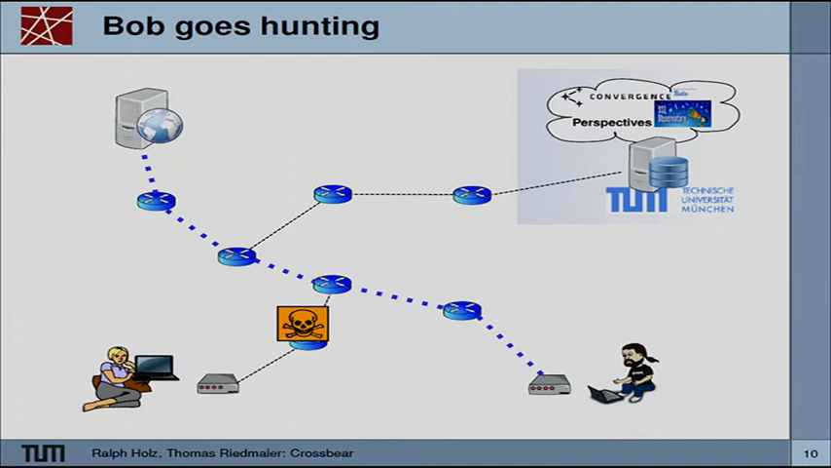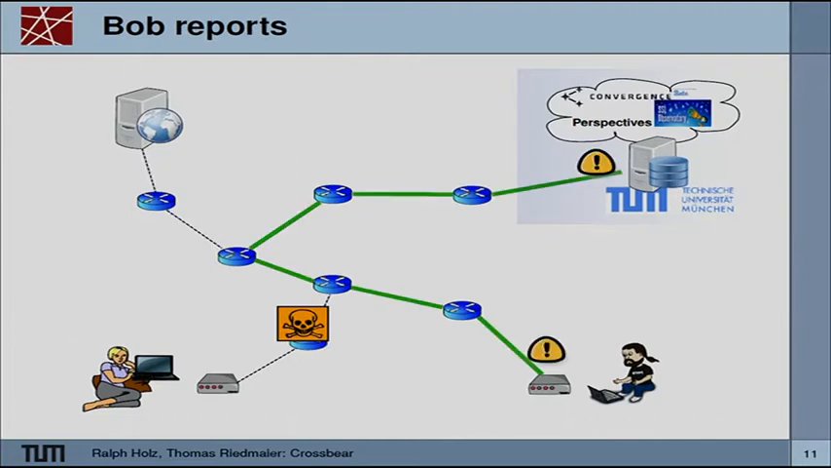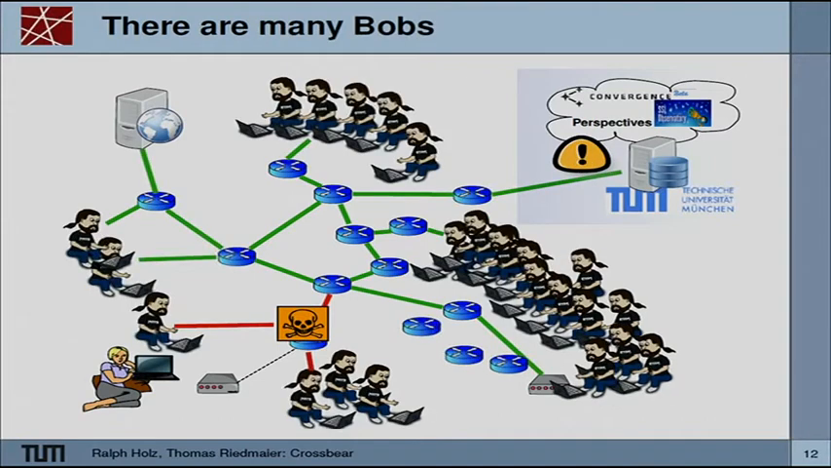But that's what we're really interested in. We want to collect data. Where is the man in the middle? What is he doing? That's what we do as the researchers. So Bob reports, we get the results, and we evaluate all that stuff. I don't have much time to go into details here, but of course, the more users we have, the more accurate our traces will be.